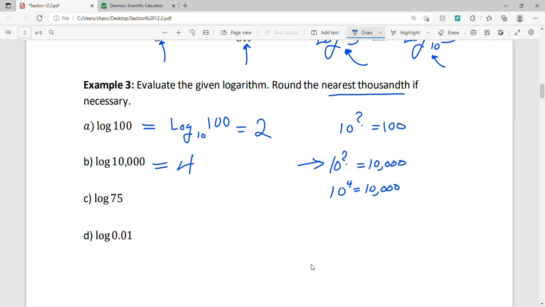In part C, it's more difficult to do that by hand, but it is possible. 10 to the 1st is going to give me 10. That's too small. 10 squared is going to give me 100. That's too big. So I know log base 10 of 75 is going to be between 1 and 2. So you could get closer and closer by estimating different exponents, but in real life we actually use calculators for these examples. Log of 75, I'll have to use my scientific calculator for that, so I'll use Desmos.